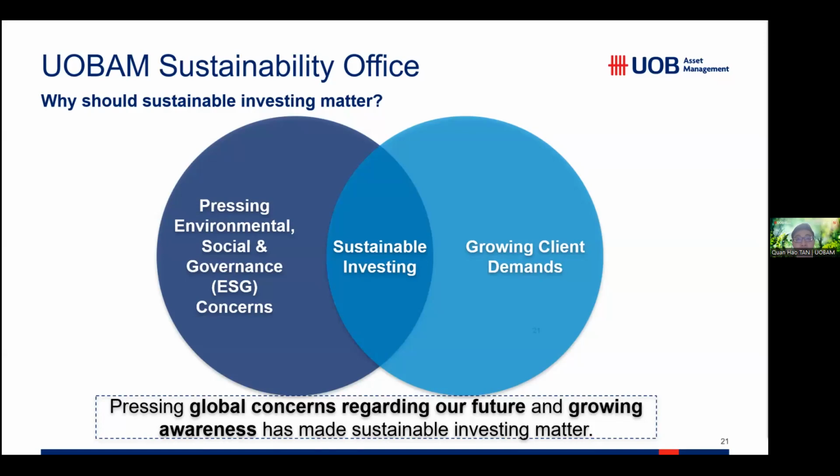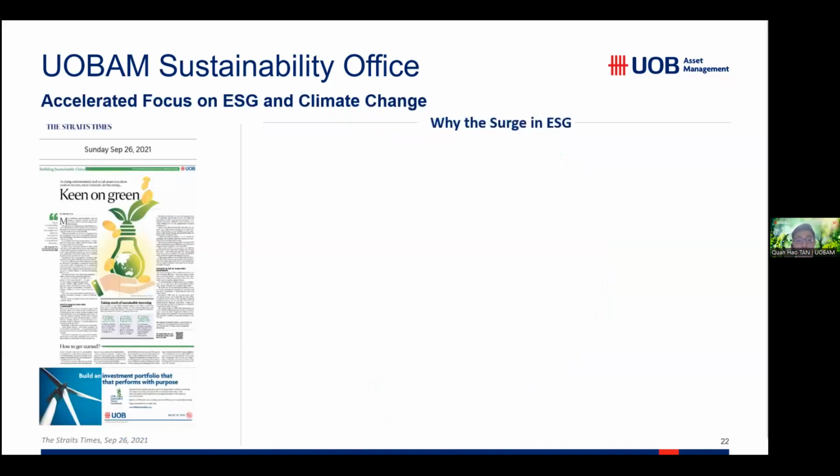One case in point is the one that I've mentioned earlier on the impact on the wheat production. So this has all led to growth in sustainable fund flows. The pressing global concerns regarding our future and growing awareness has also made sustainable investing more important, and it matters a lot more now. The focus on ESG issues and sustainable investing has accelerated. So what could be driving this surge in the emphasis on ESG?